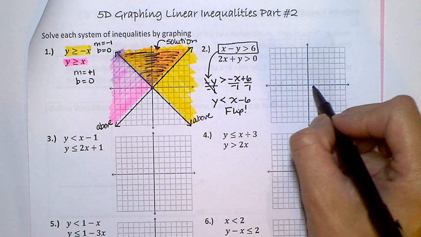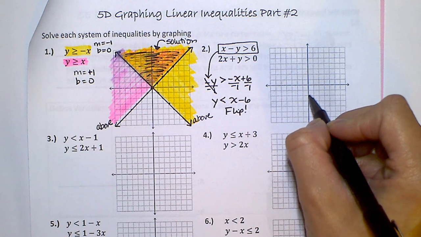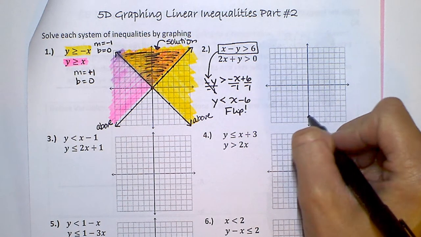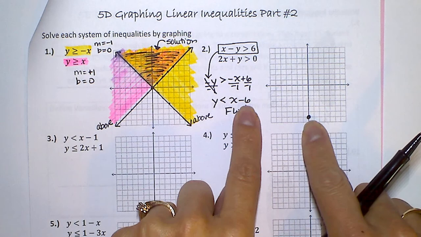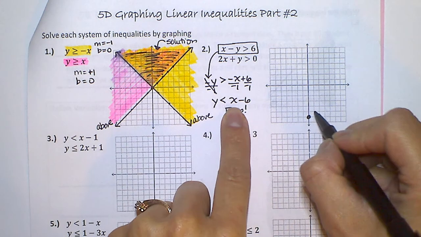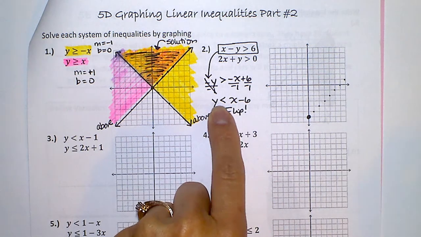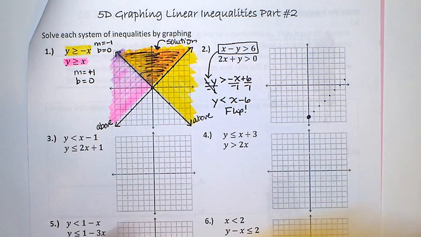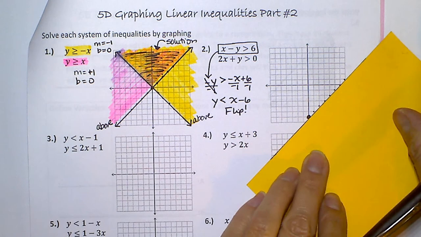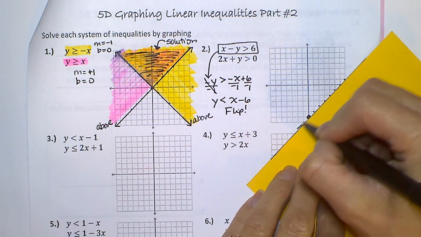Alright, so I'm going to go down 1, 2, 3, 4, 5, 6. So my y-intercept is negative 6, and I'm going to count up 1 over 1. Now keep in mind, this is a dashed line because it doesn't have equal to. It's just y is less than. So make sure you draw this as a dashed line.